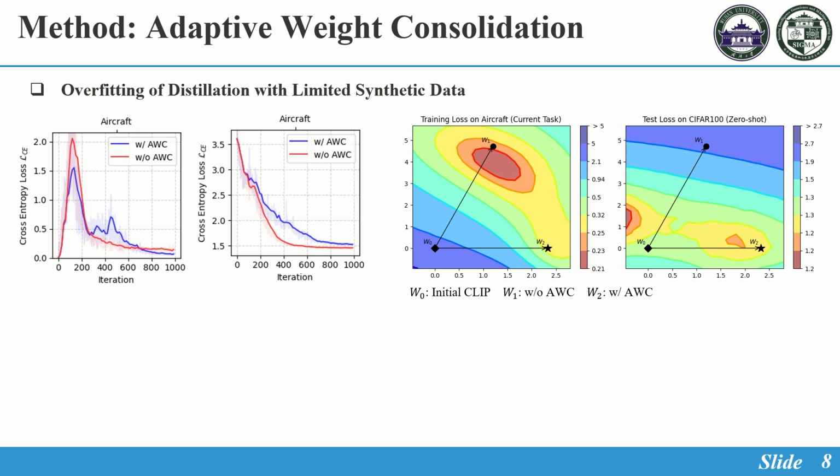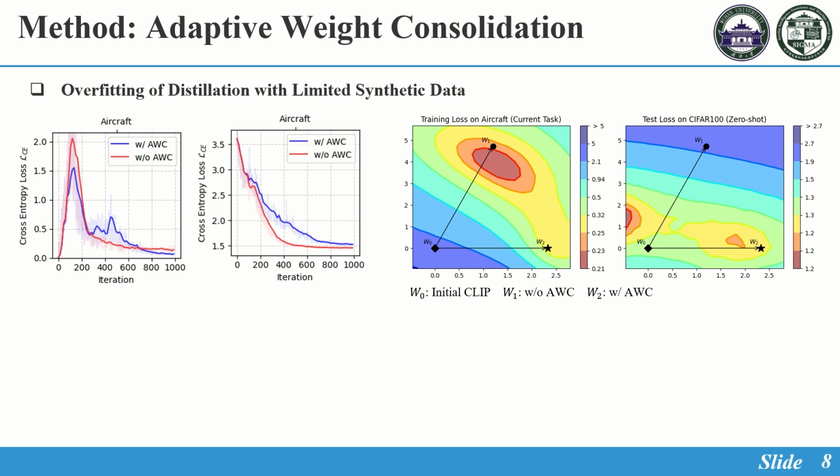Now let's look at how overfitting occurs when using less synthetic data for distillation. When the cross-entropy for learning a new task drops sharply, the distillation loss rises, and falls again when the drop in cross-entropy slows down. At this time, the model may overfit current task data and distillation sources and lose its ability to generalize on other data.